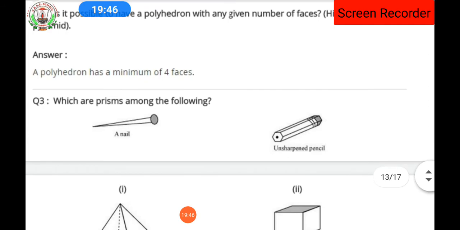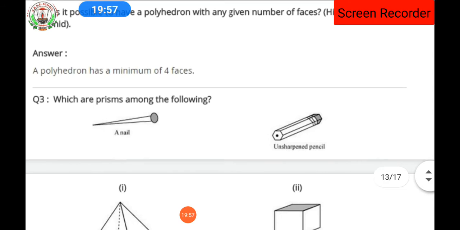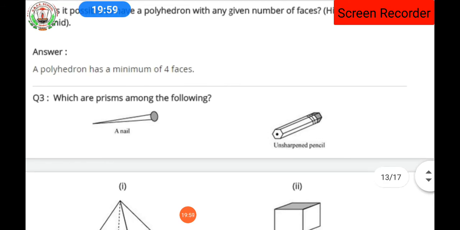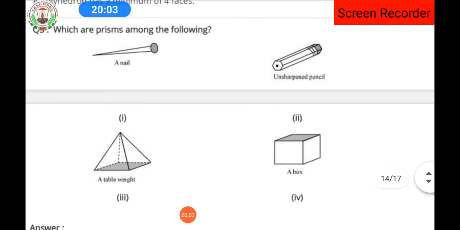Moving toward question number 3. Here it is asked which of the following are prisms: a nail, an unsharpened pencil, a table weight and a box. So here in question number 3, among the four diagrams, which one will be the prism? Okay, so you can see a nail, a table weight, a box and an unsharpened pencil. You can see over here.